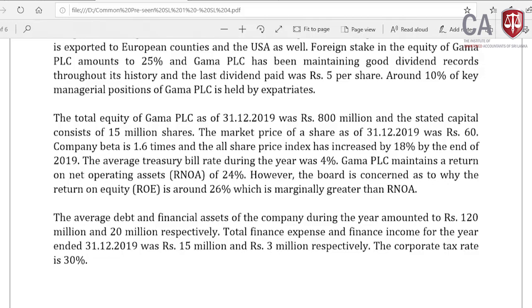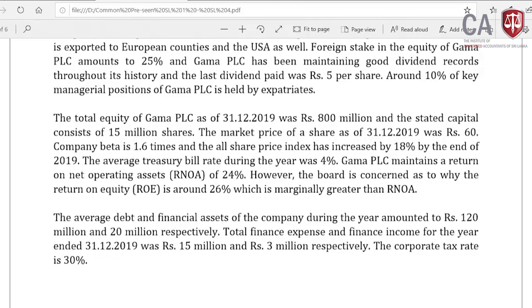The average treasury bill rate during the year was 4%. Gamma PLC maintained a return on net operating assets of 24%. However, the board is concerned as to why the return on equity is marginally greater than RNOA. The average debts and financial assets of the company during the year amounted to 120 million and 20 million respectively. Total finance expenses and finance income for the year ended 31st December 2019 were 15 million and 3 million respectively. The corporate tax rate is 30%.